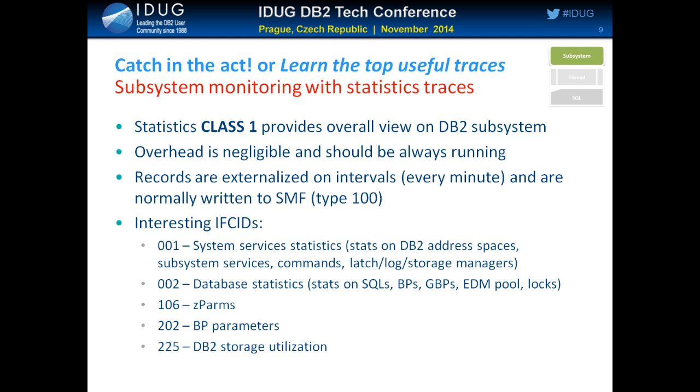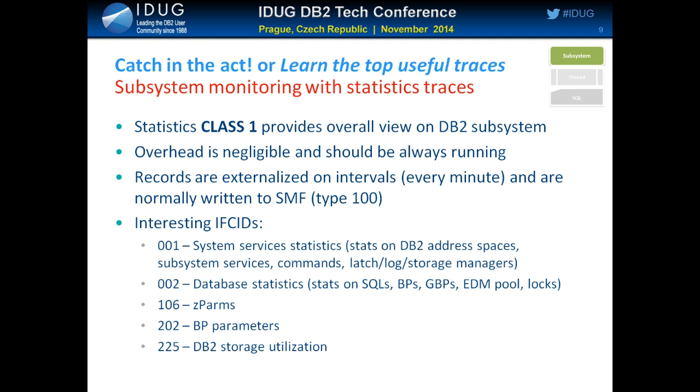So statistics, it is very common to run class 1. Class 1 gives you an overall view of the DB2 subsystem. Important that overhead is negligible. It's really cheap to run, and we really recommend you run it. Even though there are 9 classes altogether in statistics, just run all of them. That would be good for you. Whenever you need it, it just costs you nothing. And there are just a few records being cut every minute, so it's not a big deal.